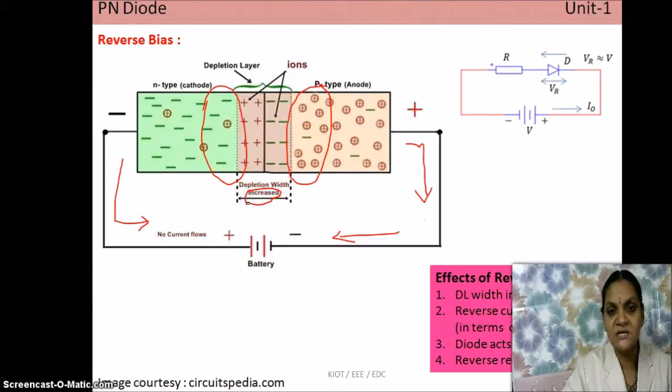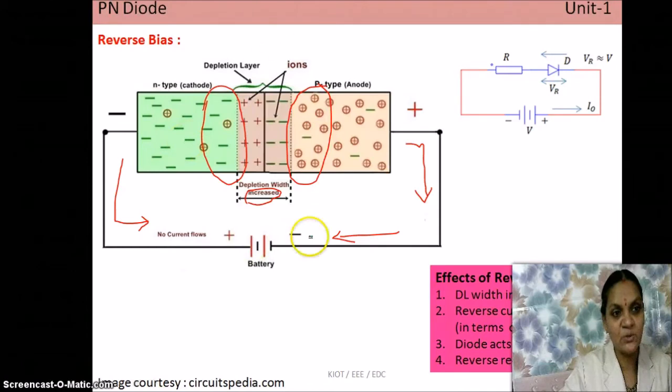We know that the depletion layer is normally created by dipole formations. Dipole in the sense, the region formed by immobile ions, pairs of positive and negative ions. So since the charge carriers are moving away from the junction due to reverse bias voltage, the depletion layer width tends to increase. So this is the thing that is happening under the reverse bias.